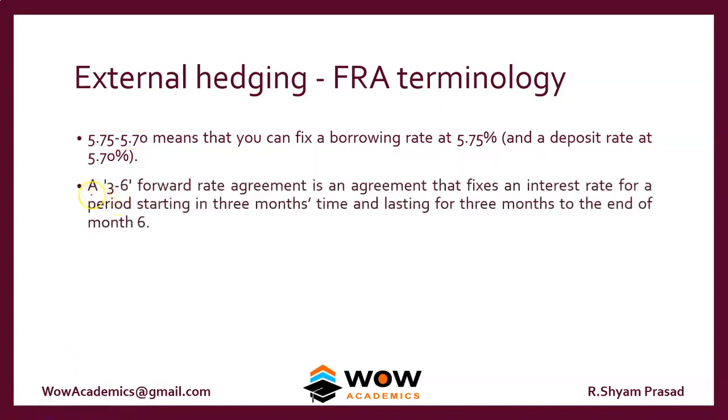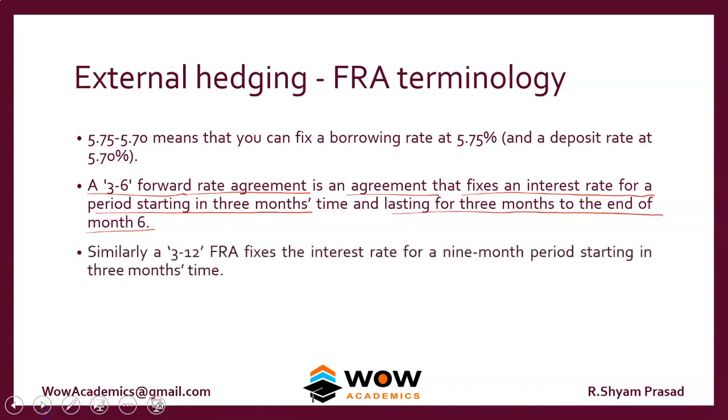So they also say a 3-6 FRA. A 3-6 FRA is an agreement that fixes an interest rate for a period starting in 3 months' time and lasting until the end of 6 months. So we'll see an example for this. Similarly, a 3-12 FRA fixes the interest rate for a 9-month period starting from the 3rd month.